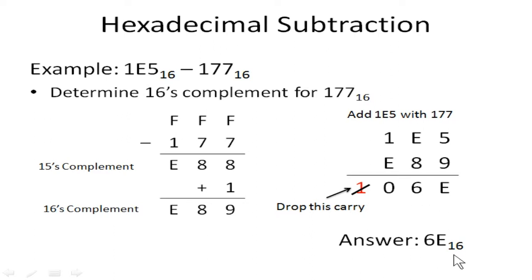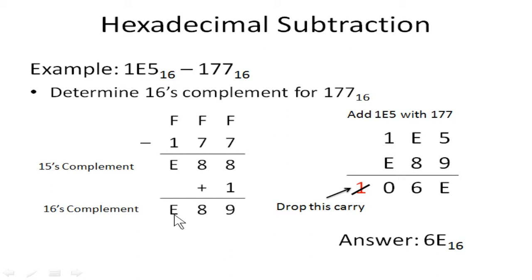So this is how you are going to subtract. Remember, you have to take the negative value and convert it into the 15's complement by subtracting the number from FFF. That is the maximum value. If it is a 4-digit number, then FFFF. After subtracting, you will get a number. You add 1 to that to make it a 16's complement. Then you add it with the positive number. So 1E5 is the positive number.